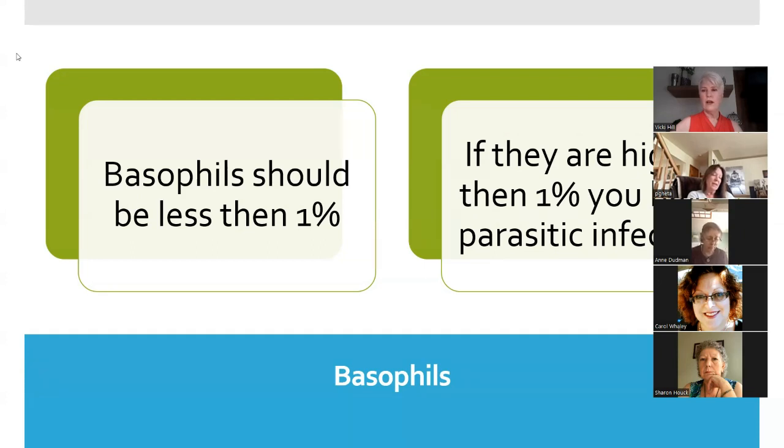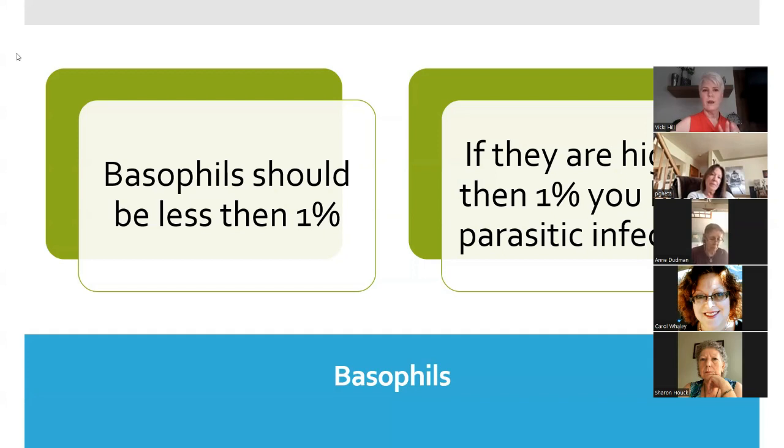Sorry, is this all shown with the differential CBC? Yes. Oh, okay. These 5 markers are under the differential portion of the lab. And they should be in percentages like this, or they could be in an absolute value. But in the United States, labs report them in percentages.